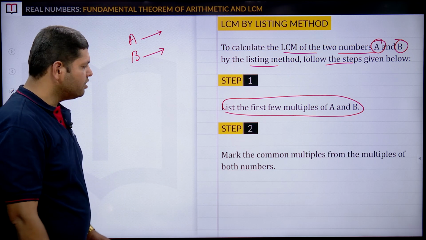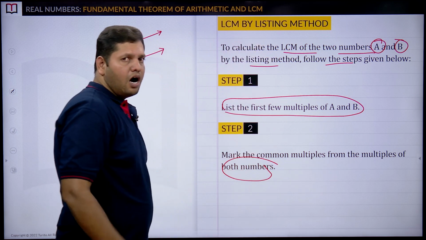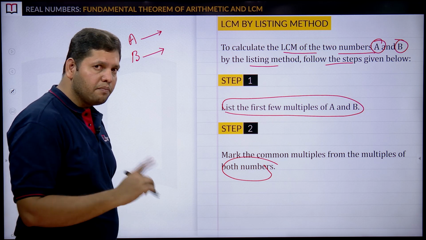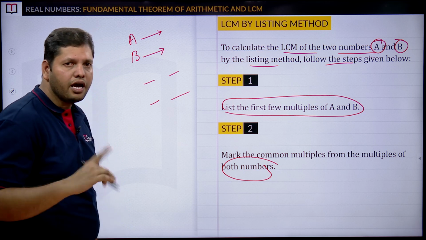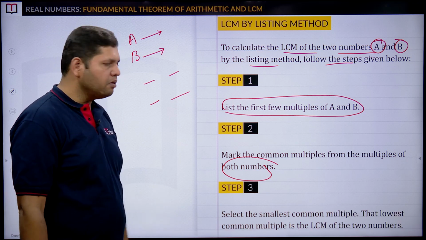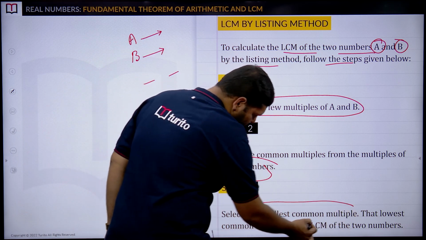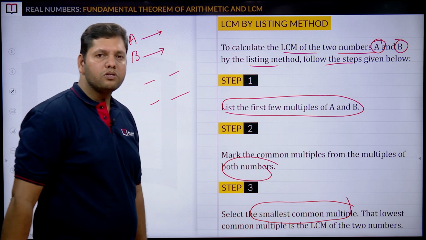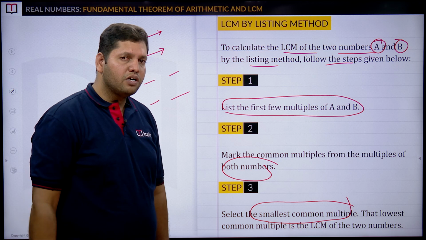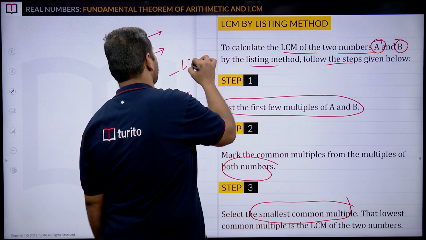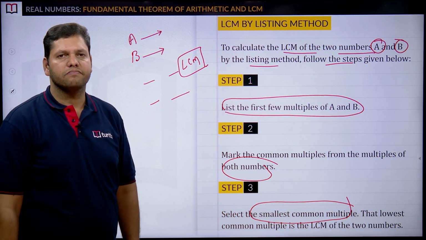And what is step number 2, children? Make the common multiples of both numbers A and B. After writing the multiples of A and the multiples of B, we have to write only the common ones. So select all the common multiples of A and B. And step number 3, children: select the smallest common multiple. Among all the common multiples, select only the lowest one. The lowest common multiple is called the LCM. That is the listing method.